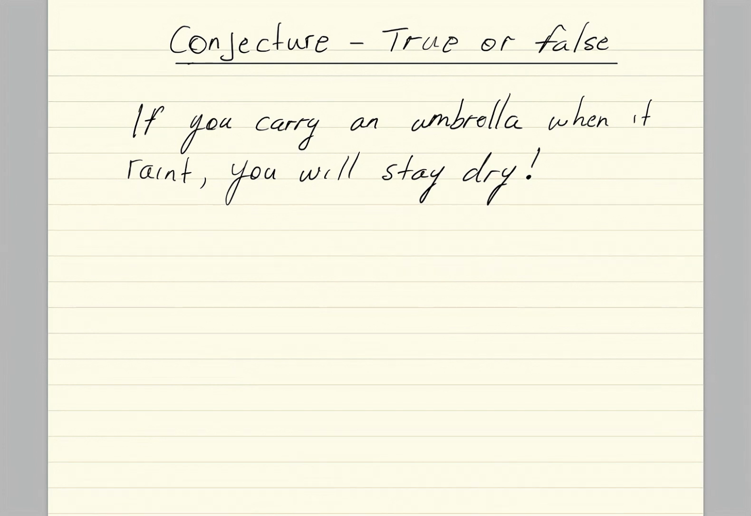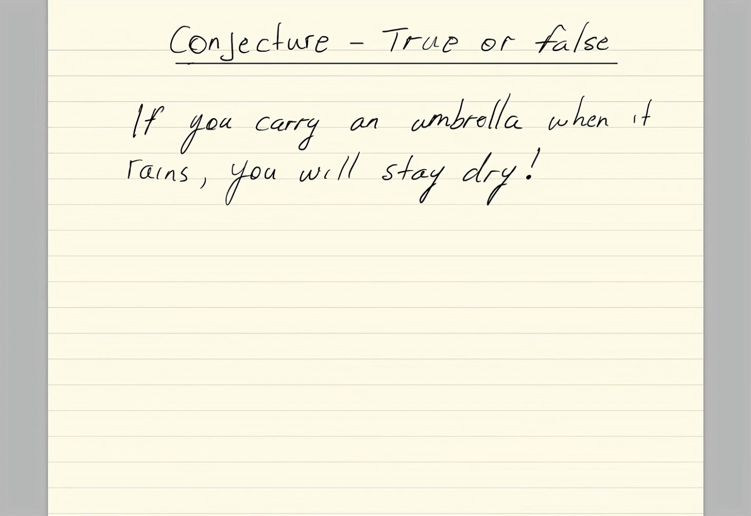I have an interesting conjecture here. It's not mathematical, but I think it's important to have a real life example before you get to a mathematical example. So I have this example here saying, when it rains, you will stay dry. Now, this is just a simple conjecture. We don't know whether it's true or false. It's based on experience. It's based on patterns that we've seen. But we can't say that it's true in all situations.